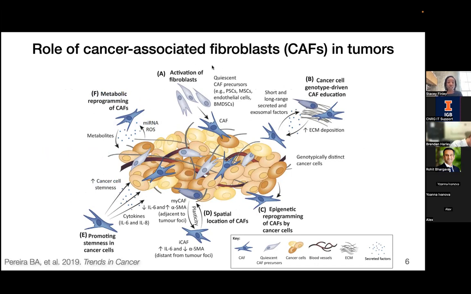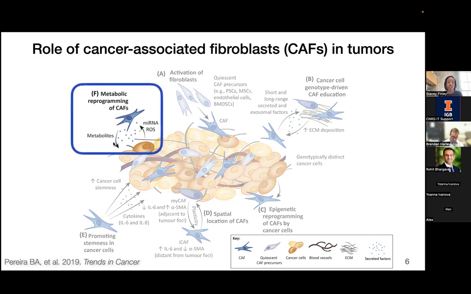And we've particularly gotten excited about the role of cancer-associated fibroblasts, or CAFs, in the local microenvironment, which can play a whole host of different roles. They can lead to genotype-driven education of both the cancer cells and CAFs, so this bidirectional relationship between them leads to epigenetic reprogramming, influences the spatial distribution and organization of the tumors, promotes stemness in cancer cells, and also influences metabolic reprogramming.